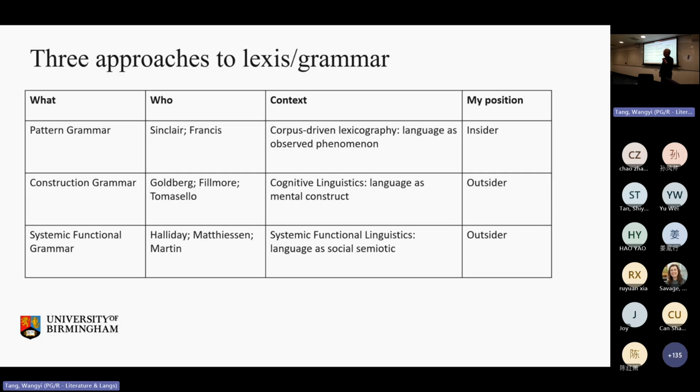And my position in starting this project was that I was a kind of insider in the world of pattern grammar and an outsider in the world of construction grammar and systemic functional grammar. I say that so if I say anything stupid about construction grammar or systemics, you'll forgive me because I'm an outsider in those fields.